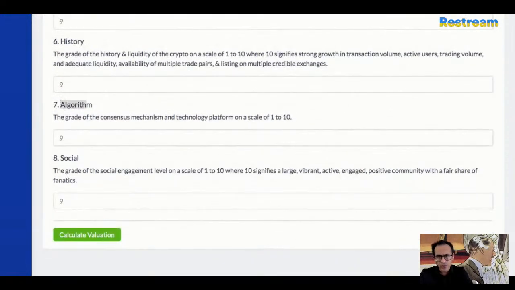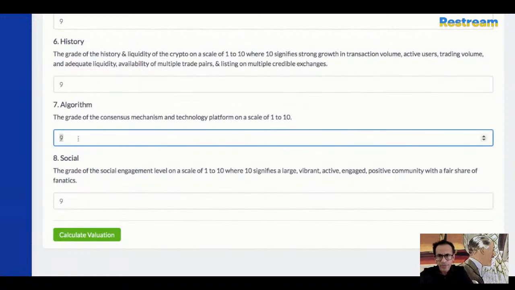Then we look at the algorithm. We look at the consensus mechanism and the tech platform and rate on a scale of 1 to 10. If you're not a techie, obviously ask someone else to do this for you. But when we look at Uniswap, one of the first things you'll realize is that most of the other similar projects have actually forked the Uniswap code, and hundreds of projects have done that. So even if you don't know much about technology, this must be a really solid tech platform, which is why so many projects are forking it. If you go deeper, you will realize that it's very, very solid. So here again, I give it a 9.